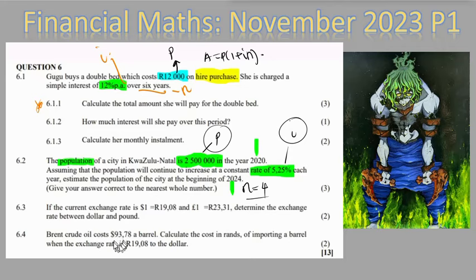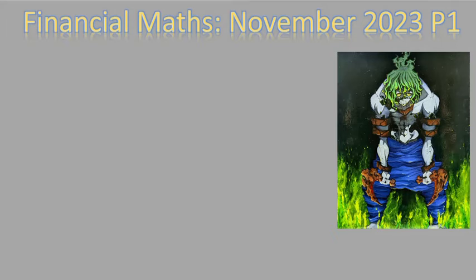Brent crude oil costs $93.78 a barrel. Calculate the cost in rands of importing a barrel when the exchange rate is 19.08 to the dollar, right? So this is the exchange rate. $1 is equal to this many rands. Let's write that down.